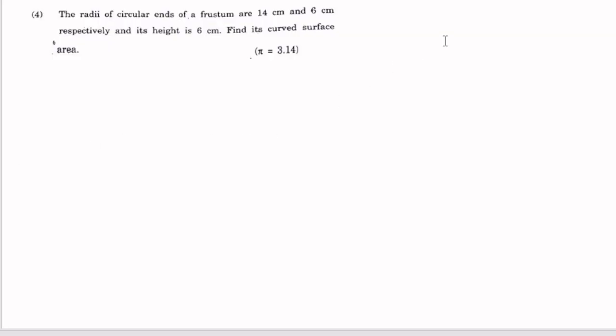Here it says the radii of circular ends of a frustum are 14 centimeter and 6 centimeter respectively, and its height is 6 centimeter. Find the curved surface area. Now you need to understand how a frustum looks like. It's important, that's the reason its diagram is crucial. Let's see how a frustum looks like.